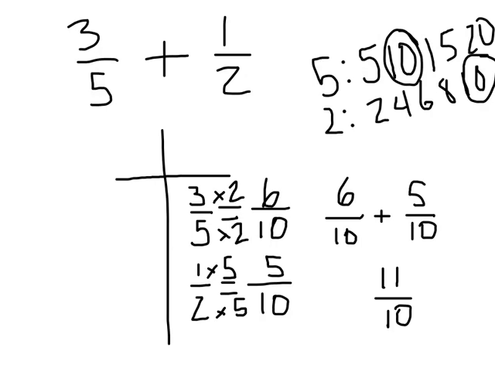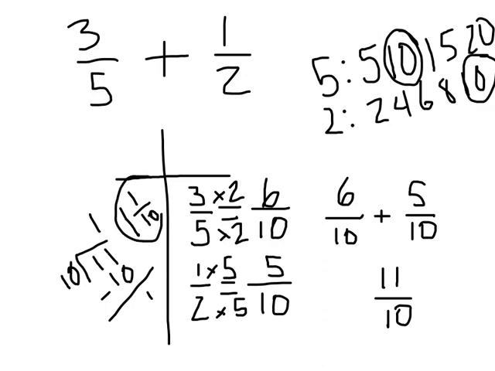When I have an improper fraction as my answer, I need to change it into a mixed number. When you change 11 over 10 into a mixed number through division, what is the result? Well, 10 goes into 11 one time. 1 times 10 is 10. And when I subtract, there's 1 left over. The answer is 1 and 1/10.